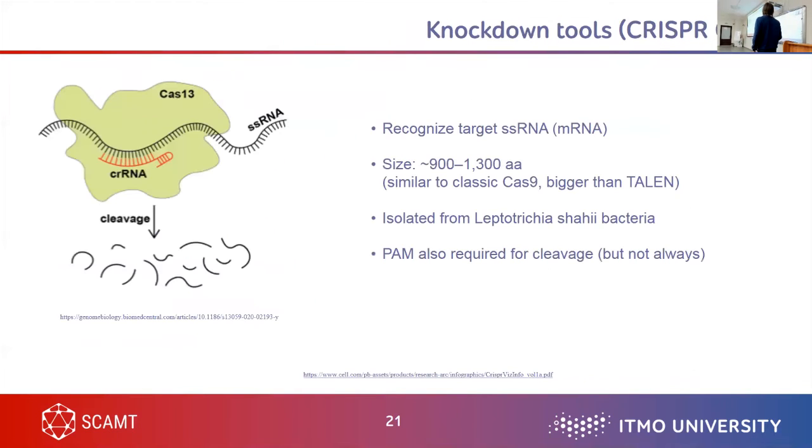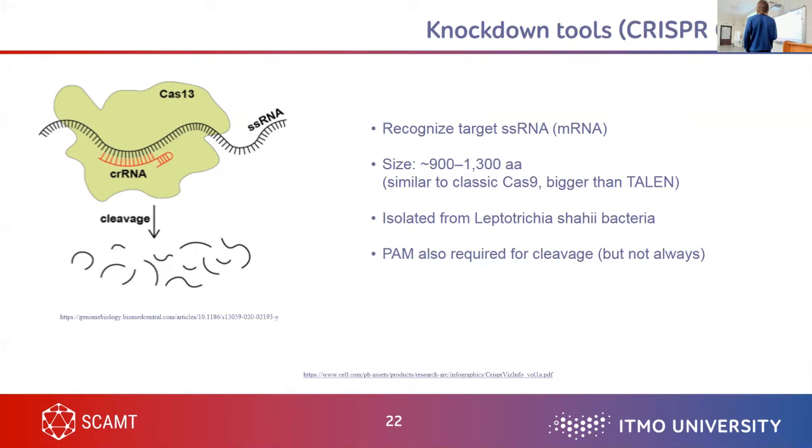This is the mechanism. And the last one is CRISPR-Cas13. It's a variant of CRISPR-Cas that can recognize target single-stranded RNA and catalytically cleave it. The size of CRISPR-Cas13 is similar to classic Cas9 and a little bit bigger than TALEN. The mechanism is similar. We need a guide RNA that recognizes target mRNA. It will also require a PAM, protospacer adjacent motif. I didn't mention it before, but we require PAM here, but not always.